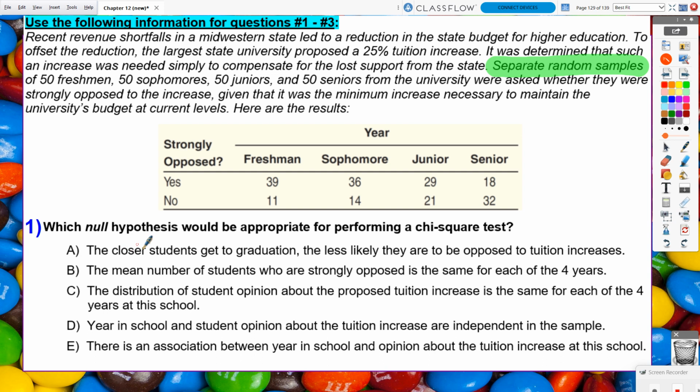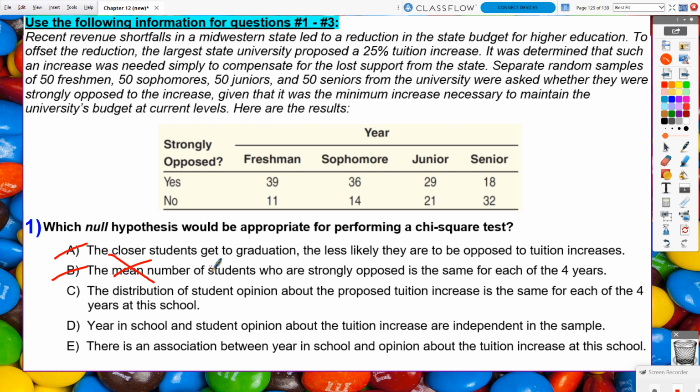So for A, the closer students get to graduation, the less likely they are to be opposed to the tuition increases. Well, that's talking about differences, that they are less likely. So it's not answer choice A. B, the mean number, automatically no. Chi-square problems are all about proportions, so we're not discussing mean at all, so automatically wrong.